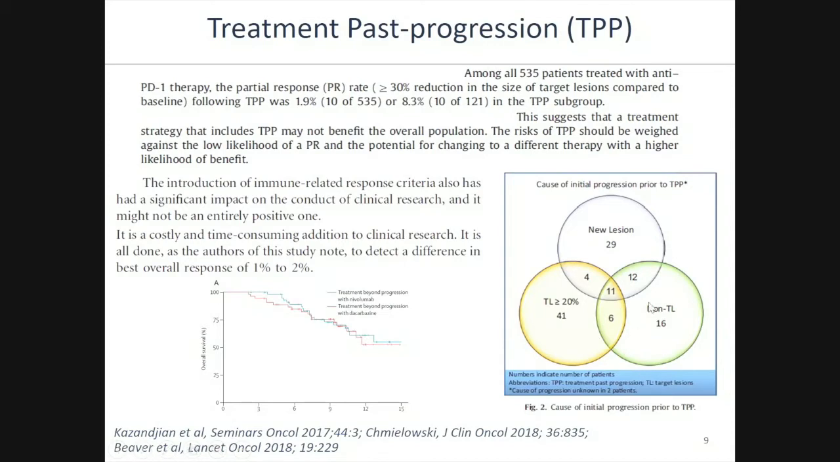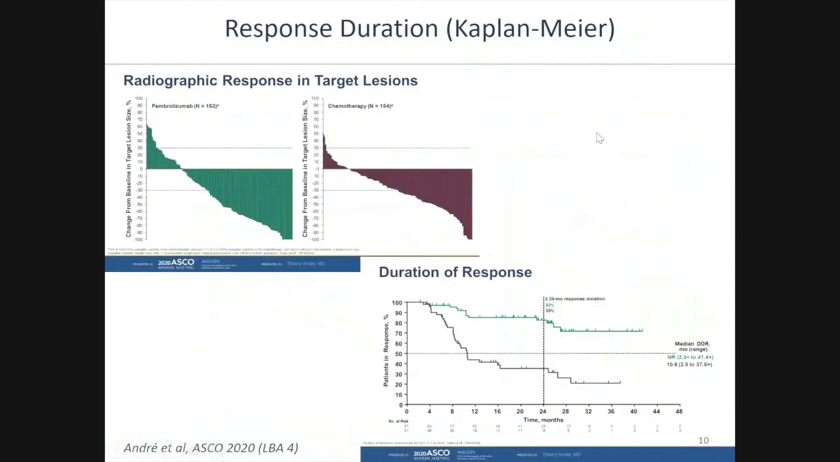So when patients have treatment past progression and one looks back, it's important to consider that the initial progression may have been in target lesions, non-target lesions, and new lesions, and apparently target lesions predominate. This comes from the FDA paper that I mentioned in lung cancer.